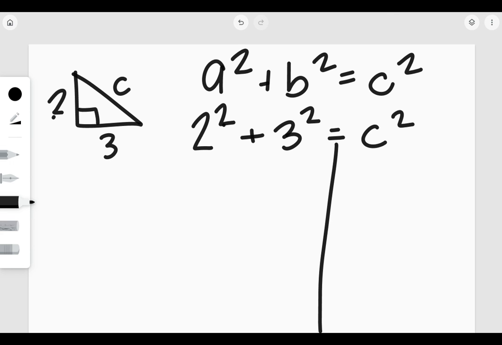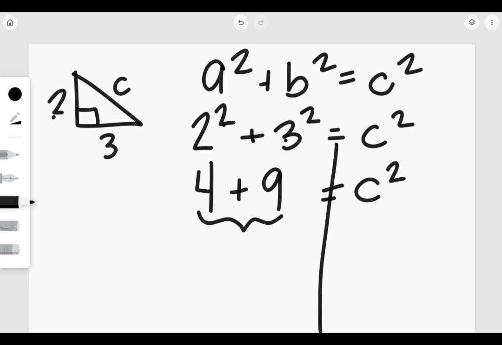2 squared is 2 times 2, and 2 times 2 is 4. And 3 squared is the same as 3 times 3. 3 times 3 is 9. And when I look over here, I still don't have a c or a c squared, so it stays. Now, I have to combine my left side. 9 plus 4 is 13 equals c squared. And I hope that you're realizing that we're about to hit a snag, that 13 is not a number that has a perfect square root.